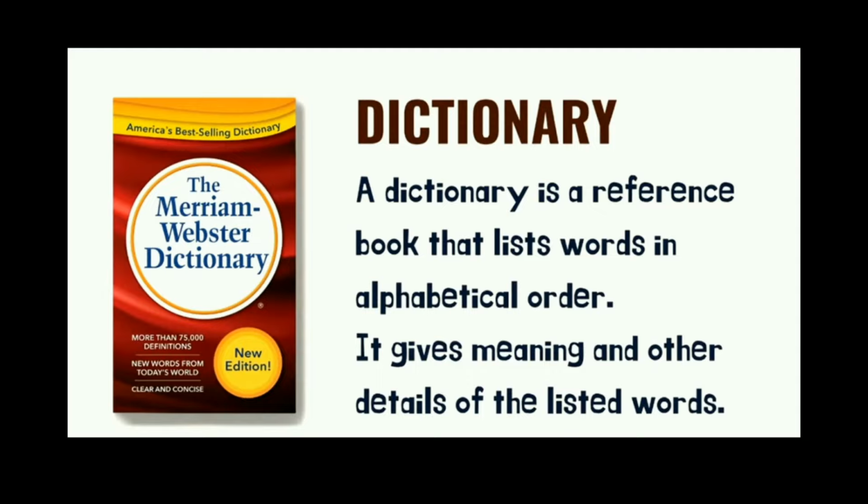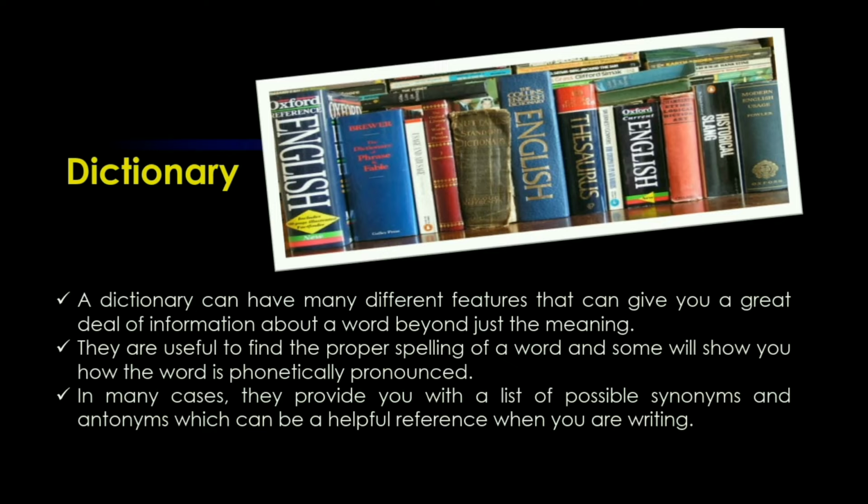What is a dictionary? A dictionary is a reference book that lists words in alphabetical order, and it gives the meaning and other details of the listed words. A dictionary, class, can have many different features that can give you a great deal of information about a word beyond just the meaning. They are useful to find the proper spelling of a word, and some will show you how the word is phonetically pronounced. In many cases, they provide you with a list of possible synonyms and antonyms, which can be a helpful reference when you are writing. As you can see in the picture, words in a dictionary appear in alphabetical order.